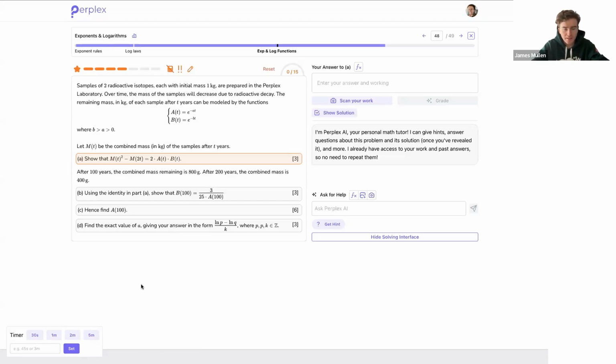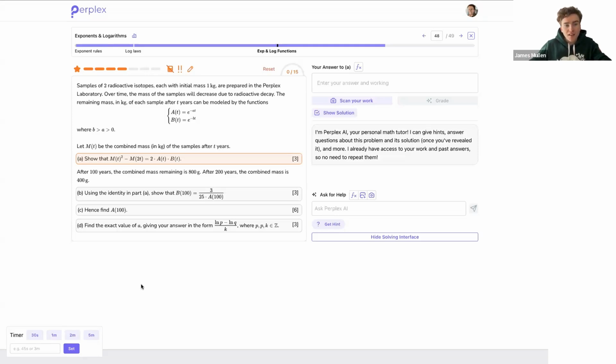Okay, let's get started because this is a tricky question. So let's decipher what it's saying first. I have a sample of 2 radioactive isotopes. Each of them has an initial mass of 1 kilogram, and they're prepared in the Perplex laboratory. See, we made these samples. Over time, the mass of the samples will decrease due to radioactive decay. All right, so the mass is going to decrease over time.